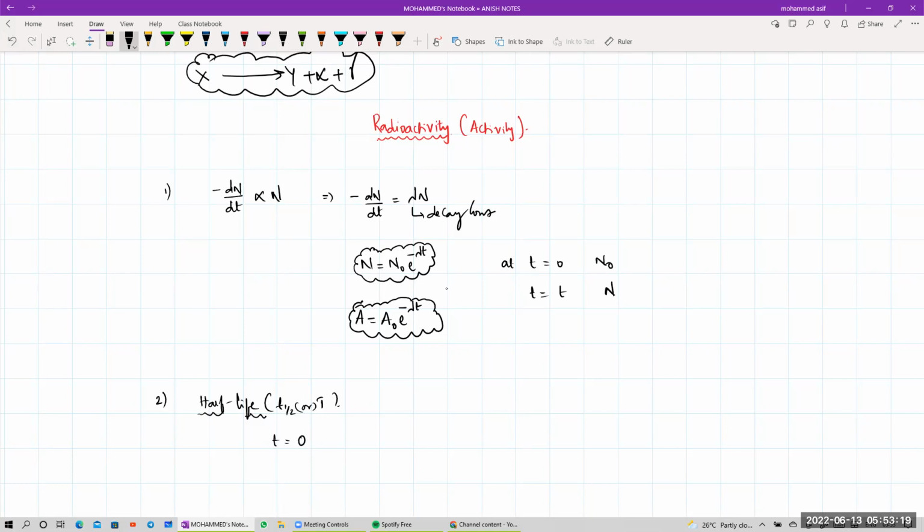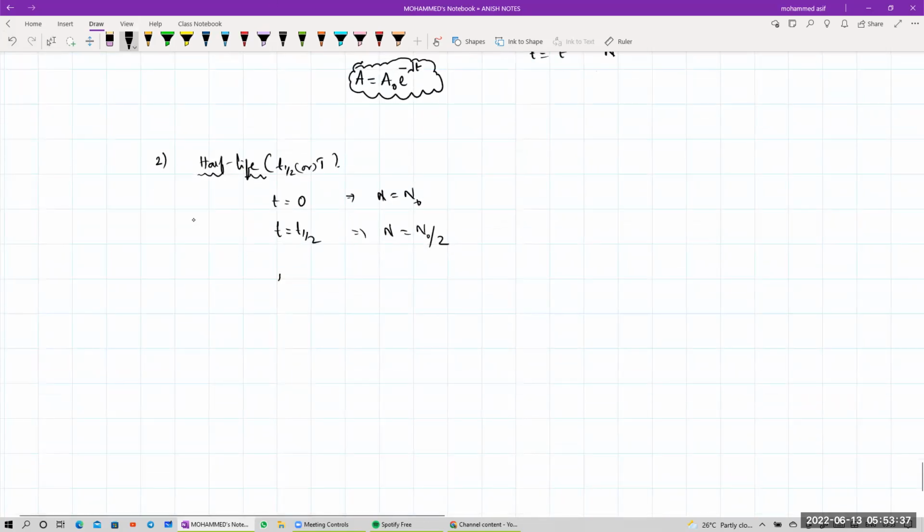At t equals 0, the number of nuclei present in a given sample is, say for example, N equals N naught. Then at time t equals t half, this number of nuclei will become how much for me? Exactly, N naught by 2. Then again at time t equals 2 times t half, this will become N equals half of this one, that is nothing but N naught by 4.